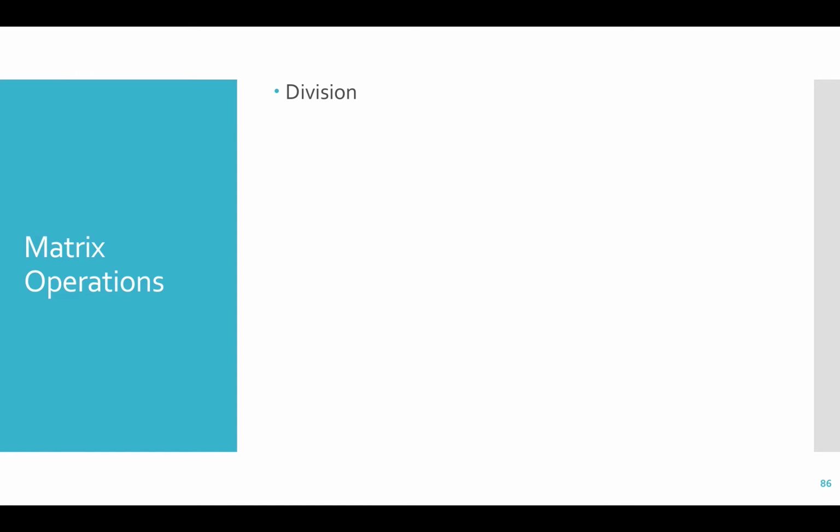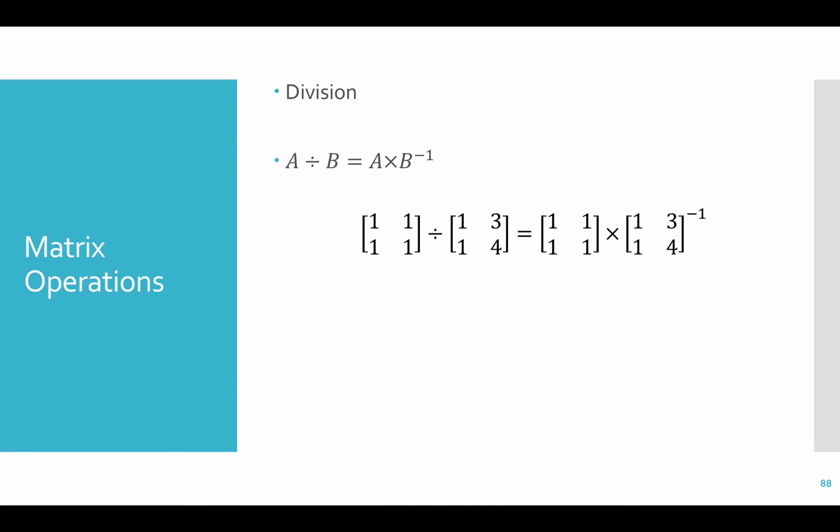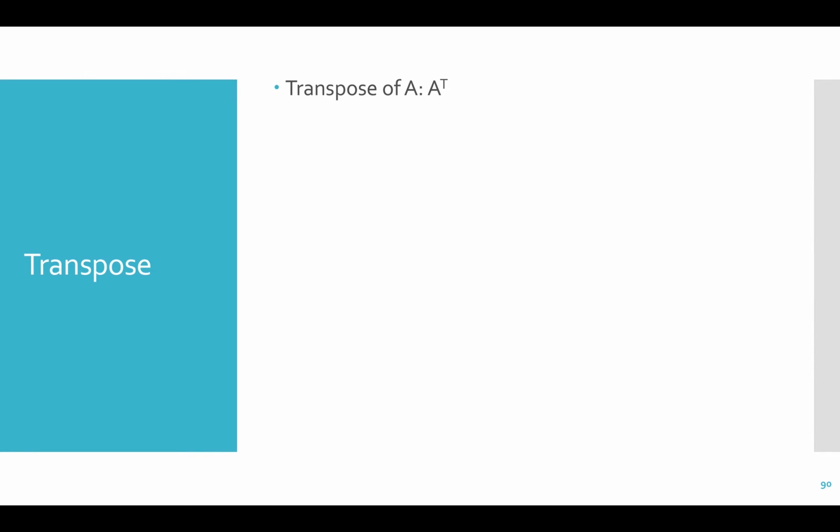So matrix division, all the way back to that, right? We just multiply by the inverse. So first we have to take the inverse of the matrix. Once we do that, we just multiply as per normal.